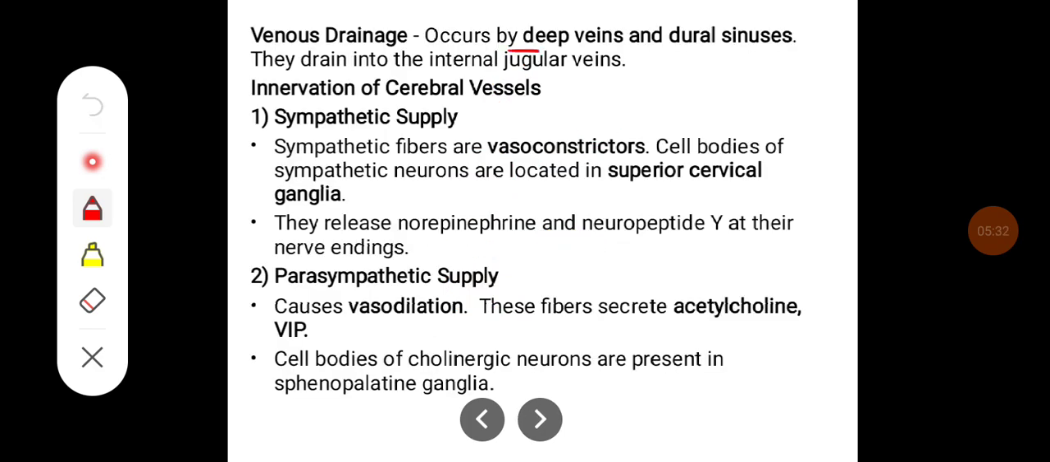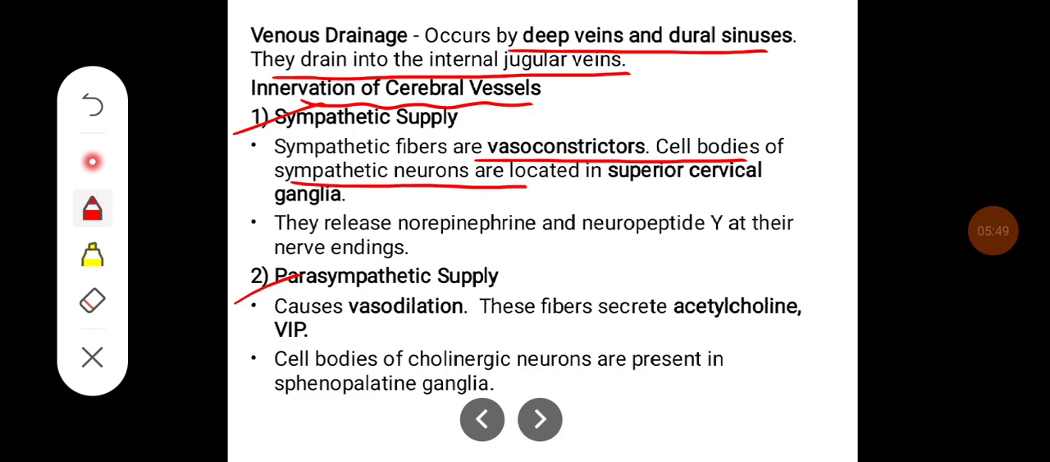Venous drainage occurs by deep veins and dural sinuses. They drain into internal jugular veins. If you look at the innervation of the cerebral vessels, they are supplied by sympathetic and parasympathetic fibers. Sympathetic fibers are vasoconstrictors. Cell bodies of sympathetic neurons are located in the superior cervical ganglia. They release norepinephrine and neuropeptide Y at their nerve endings.